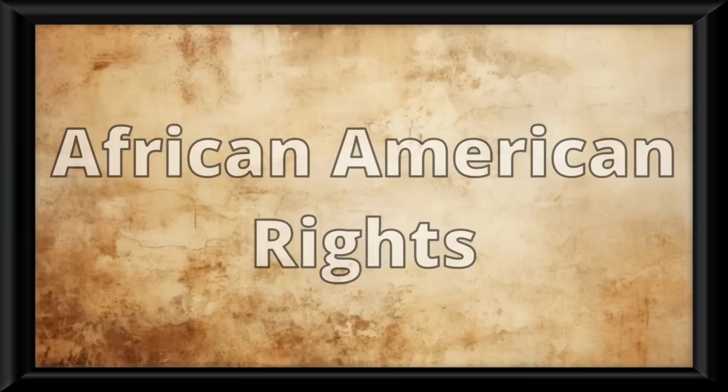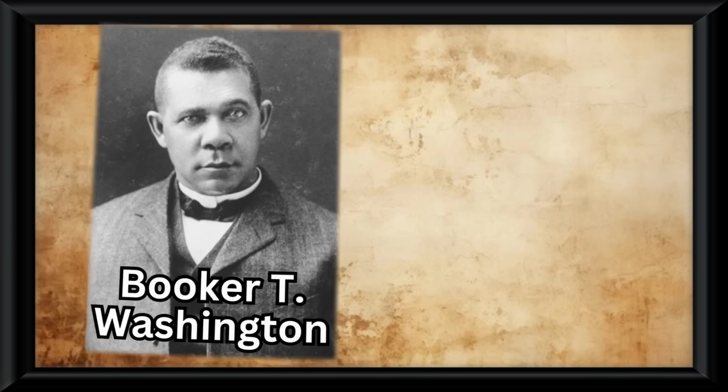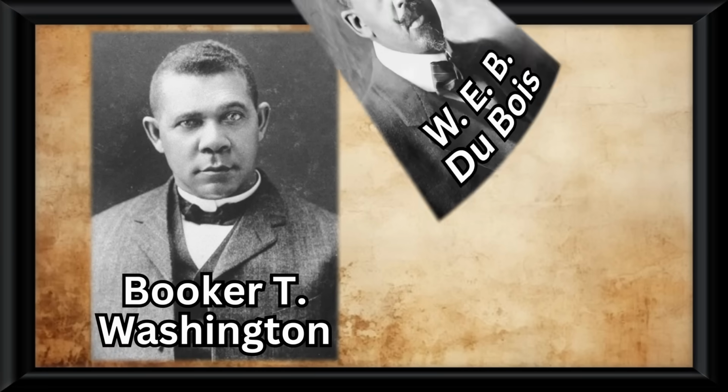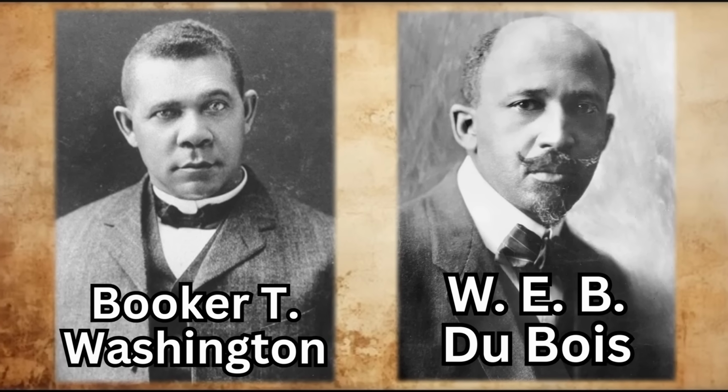Now let's move over to African American rights. Many progressives were split or simply ignored segregation as a whole. As for people advocating for black rights, you have Booker T. Washington, whom we talked about earlier, and a new one for you, W.E.B. Du Bois, who simply demanded full civil rights.